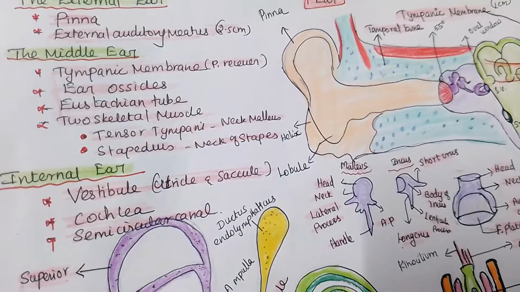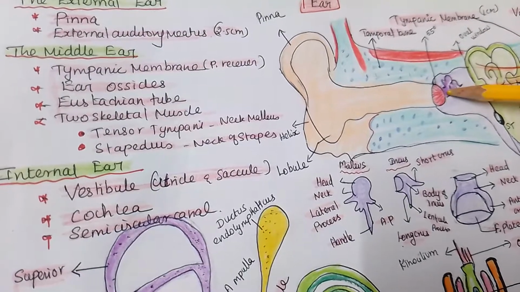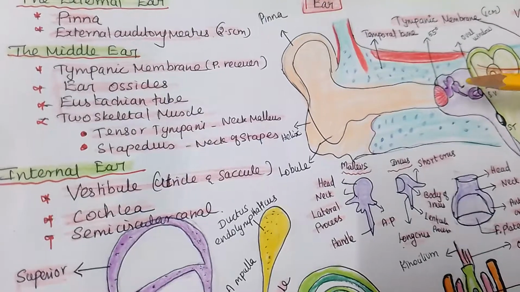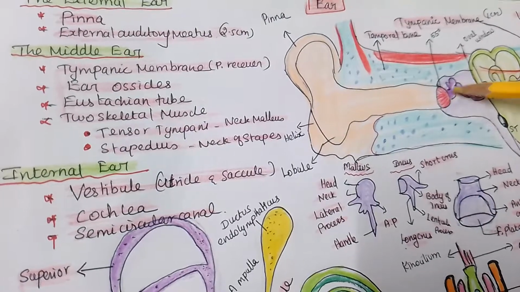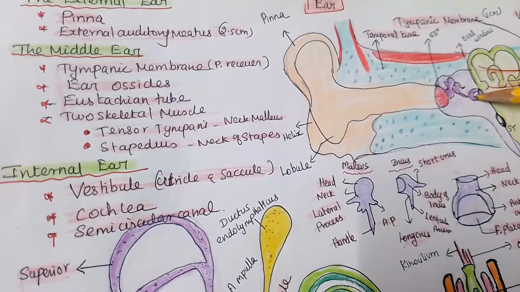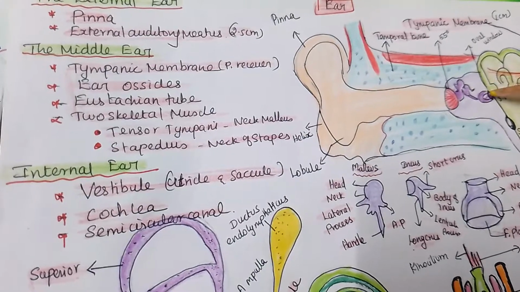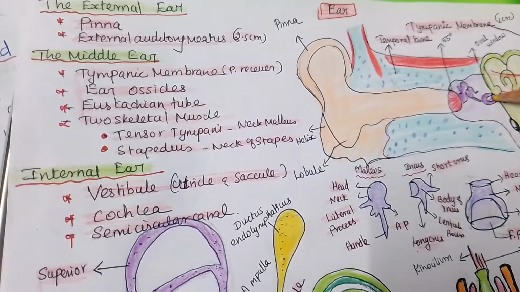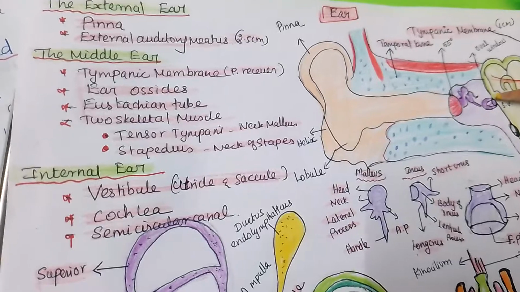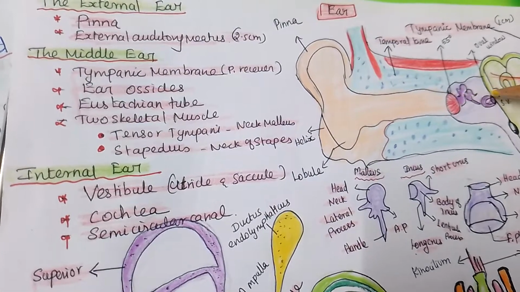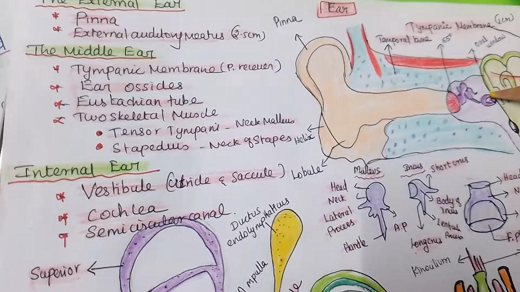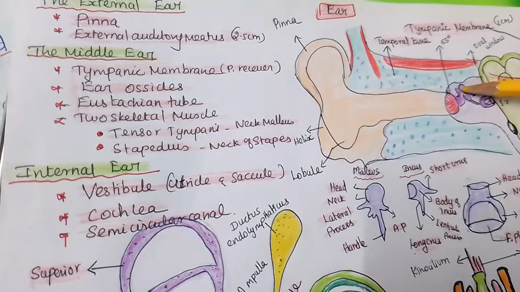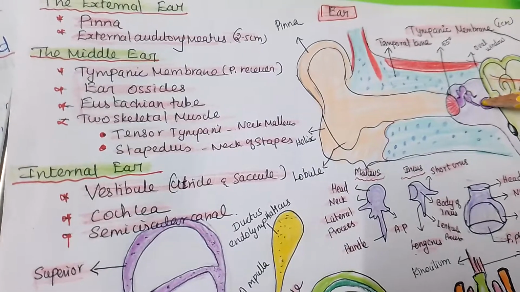In the middle ear, the first structure we are seeing is the tympanic membrane. The tympanic membrane is so delicate, it is nearly 1 centimeter in size. The middle ear starts from the tympanic membrane and ends with the eustachian tube, and it finishes with the oval window. In between the tympanic membrane and the oval window opening, the oval window is closed by one bone. We will see what the bone is. On the tympanic membrane, one bone is attached, called the malleus. Another one is called the incus, and another is called the stapes.